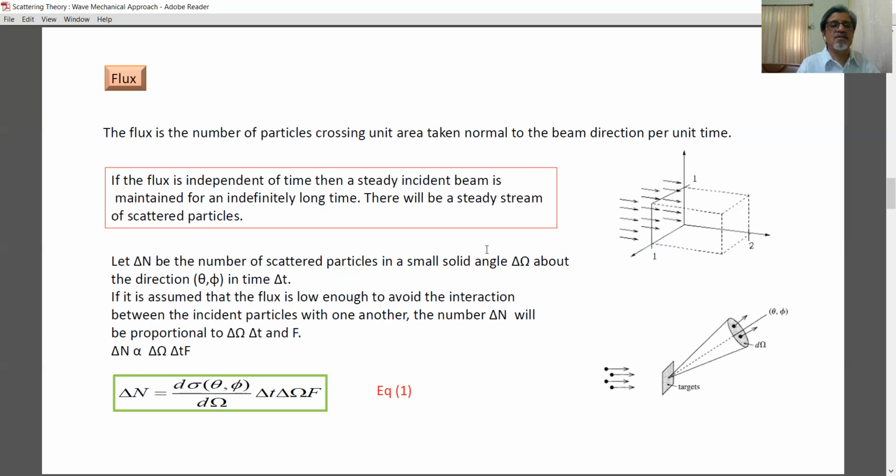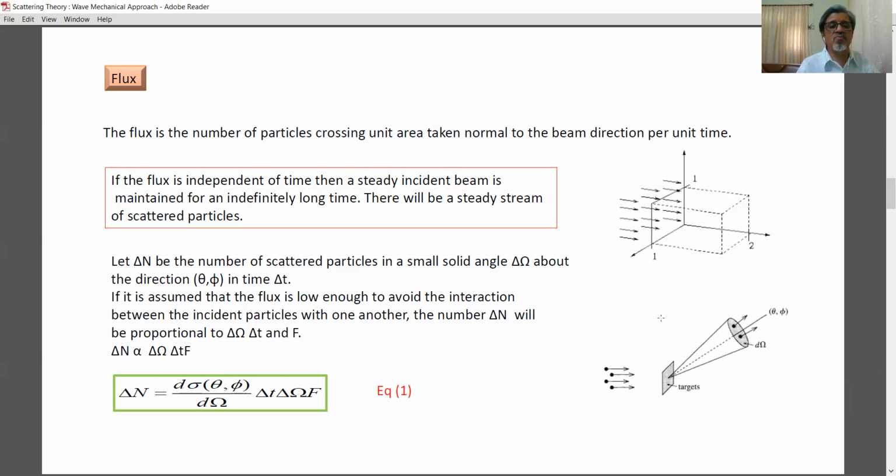Now, in that case, let delta n be the number of scattered particles in a small solid angle delta omega about the direction theta and phi, and that is taking place in a small time interval delta t. So this is the solid angle. Solid angle is defined by delta omega, and this is the surface area. This is the surface area shown, and the number of particles crossing the surface area, that is delta n, is in the direction of theta and phi. And this is particularly shown in this picture.